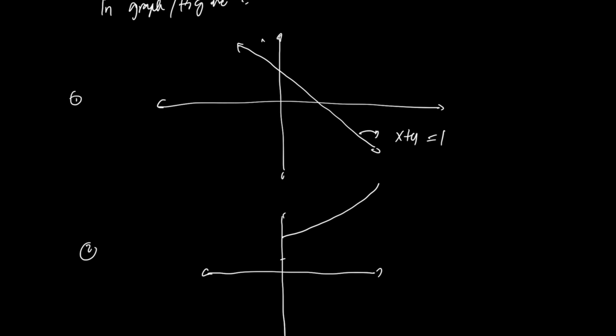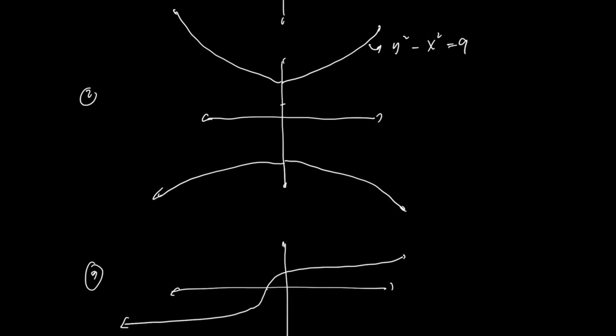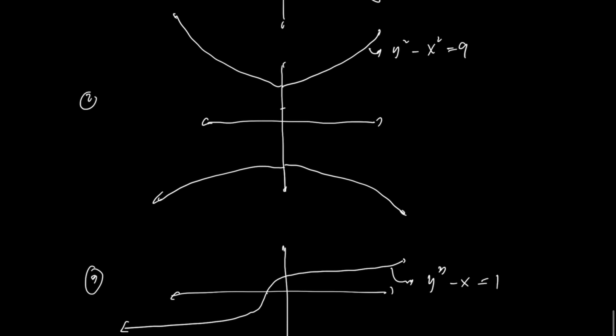So we have this one here, which is y squared minus x squared equals 9. Then for the third one, this one here is y cubed minus x equals 1. Okay, so these are the graphs.